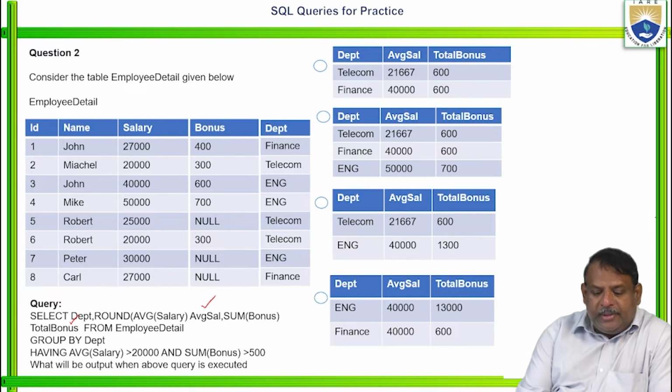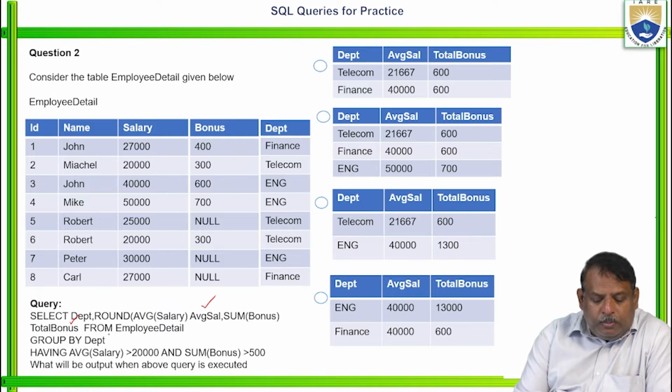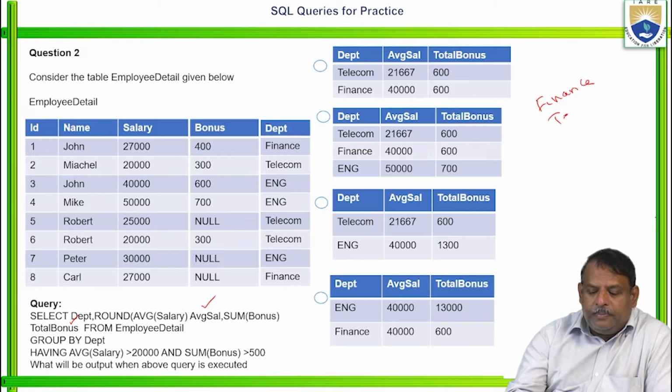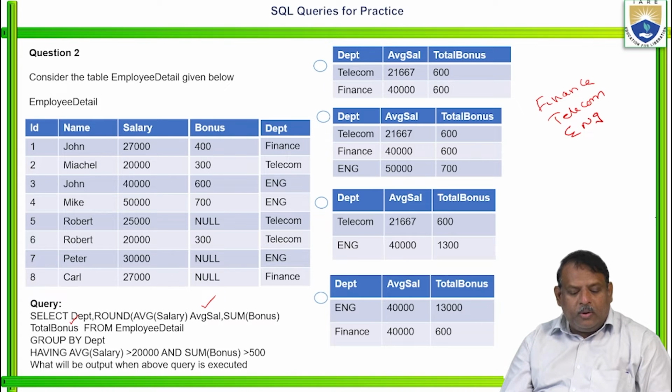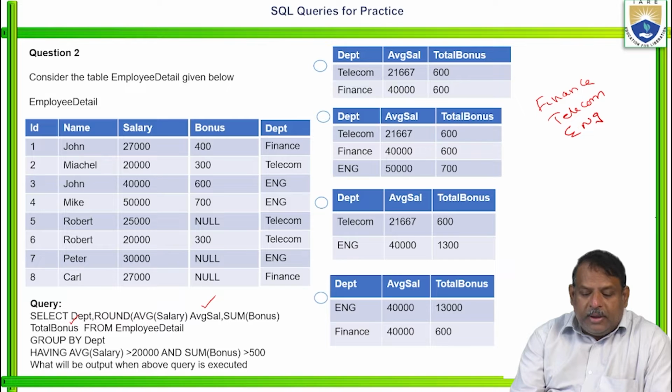From employee details. So this is a table, group by department. Okay, we have to group by department. What are the departments available to us? Finance is one department, telecom is the second department, engineering is the third. We have 3 departments. Now we have to group by department. So finance, telecom, engineering. Now we'll try to group this data.